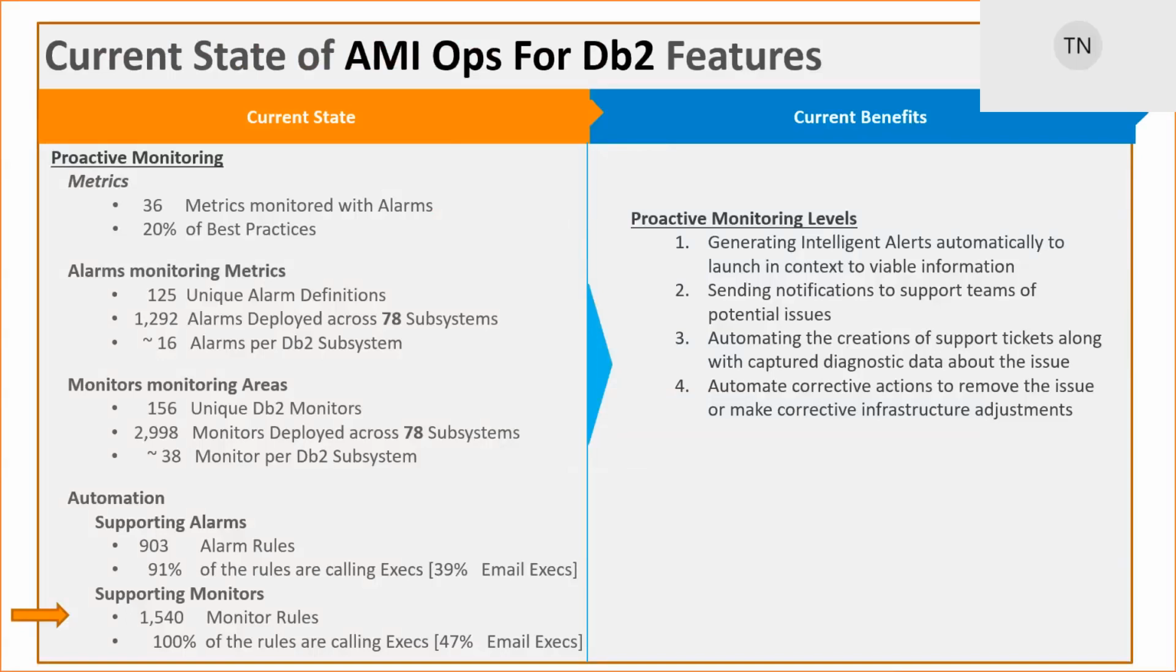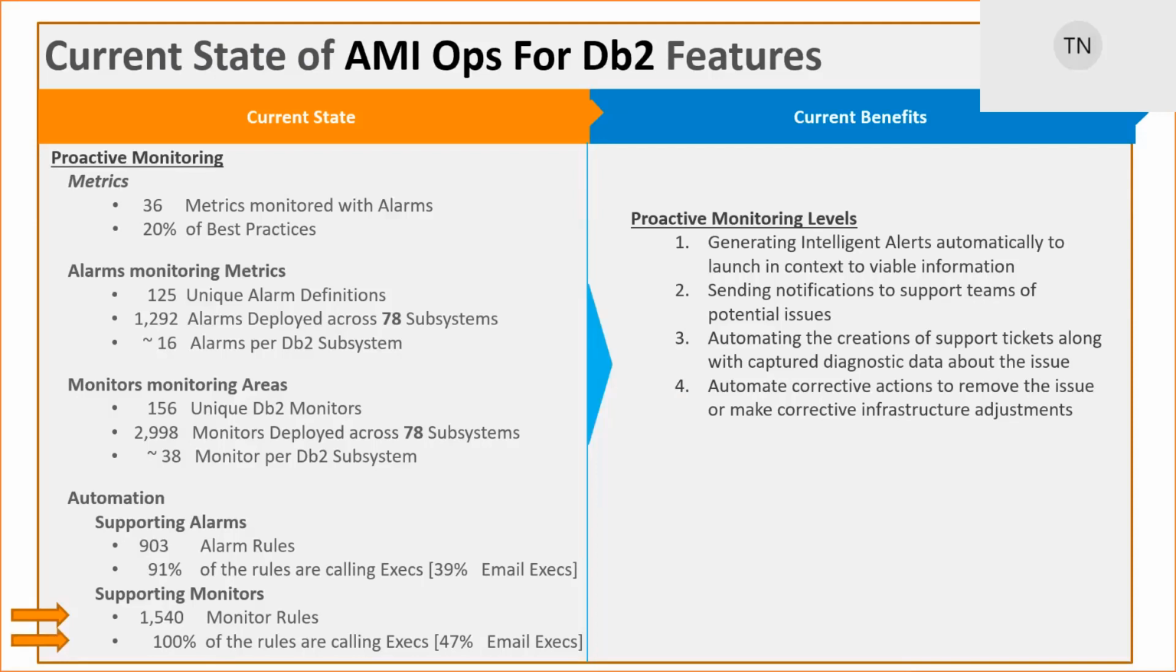So what automation is supporting all of these monitors we just saw? 156 unique DB2 monitors. We have 1,540 rules. So how many of these rules are calling execs? All of them. And that was their goal. They did not want a monitor or an alarm running that didn't do anything, because it's useless. They wanted some type of action to always be taken. So in this case, the health check just confirmed what they set out to do. And overall, this is a very solid implementation.